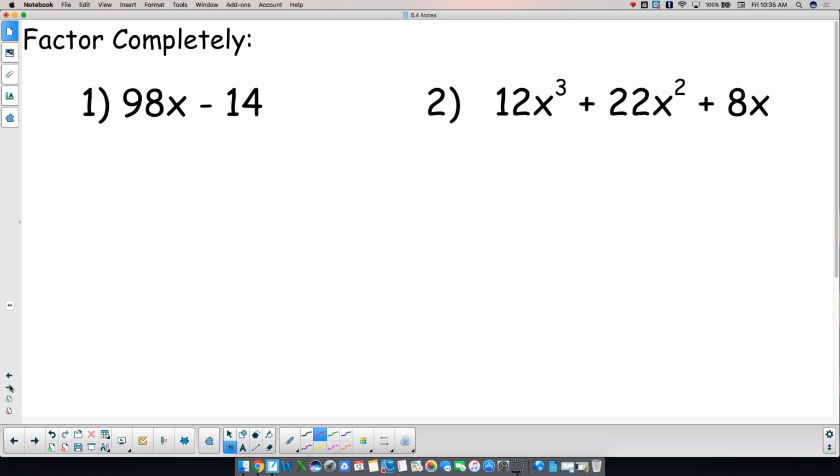So, let's factor. First, what's the first thing we look for? Greatest common factor. What's the second thing we look for? Difference of perfect squares. Third thing, trinomials. Fourth thing, cubics. That order every single time. So, 98x minus 14. What's the biggest number that goes into 98 and 14?